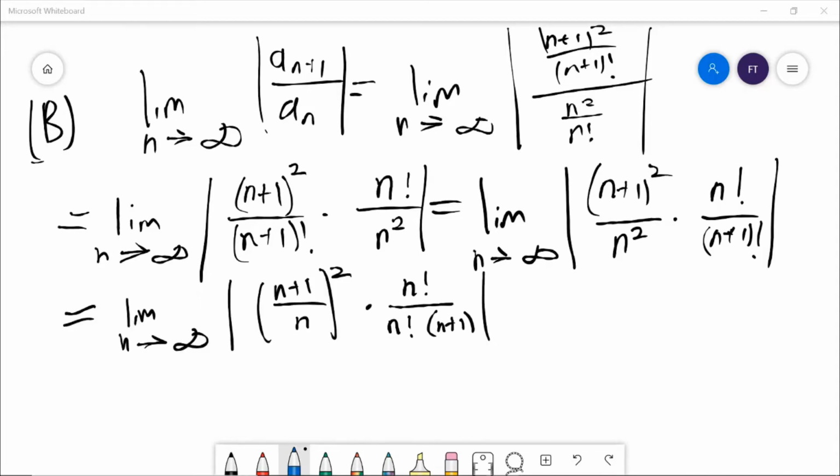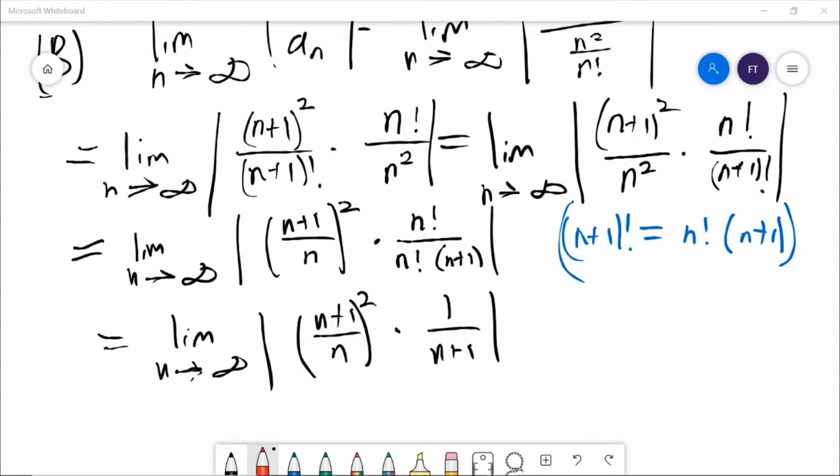And we can simplify this to be limit as n goes to infinity of n plus 1 over n quantity squared times n factorial divided by n factorial times n plus 1. Notice that n plus 1 factorial is just equal to n factorial times n plus 1. This is because n plus 1 factorial is the product of the first n plus 1 positive integers, and n factorial is the product of the first n positive integers. And so we notice that the second term inside the limit simplifies to 1 over n plus 1.